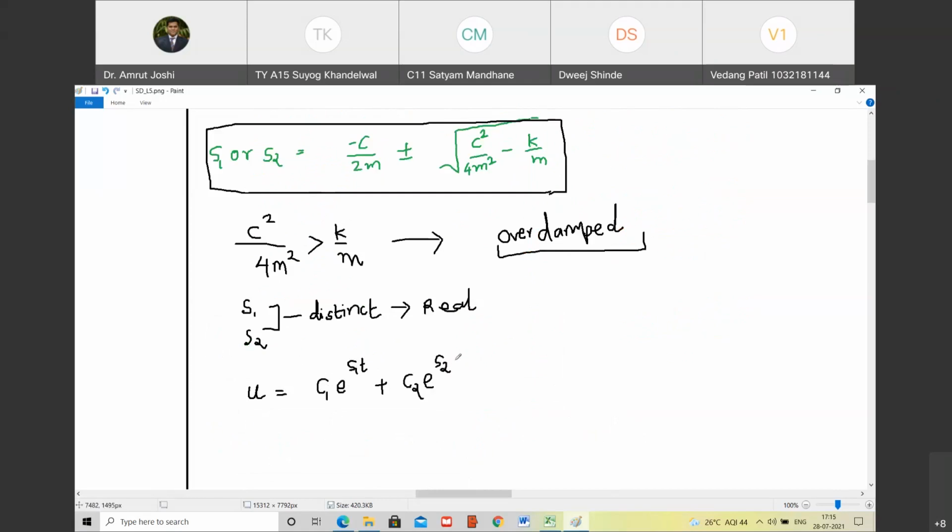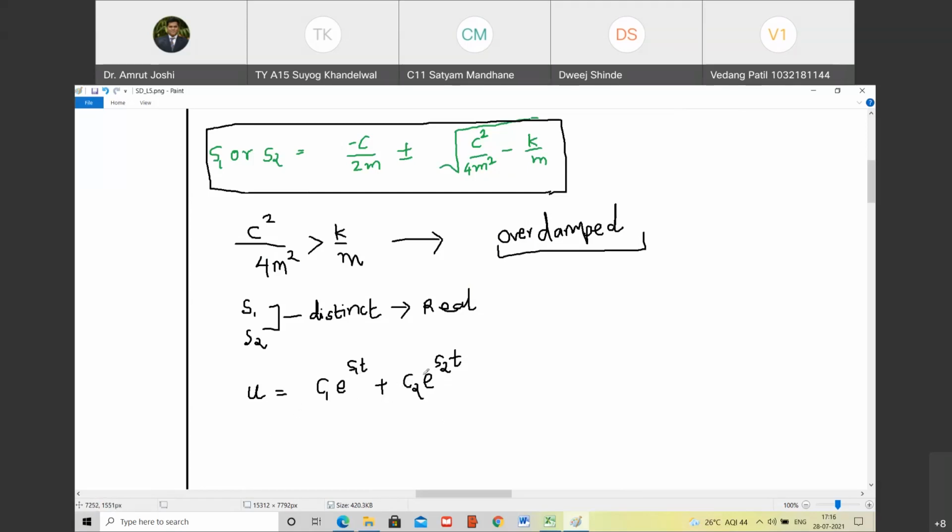Happy? Yes, sir. So this is the general solution. We did not do this for the critically damped system. Why not? Because s1 and s2 were both equal. Are you with me? Yes, sir. Then e raised to st would come out common, and in the bracket c1 plus c2 would remain. That will give you another constant c3. So there is no fun in that. But here s1 and s2 are two distinct roots. Happy? Yes, sir. Chalo.